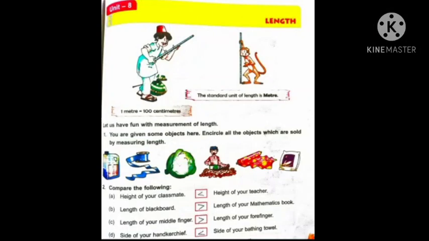Good morning, children. Today I am going to start the new chapter, that is length, chapter 8 from class 3. What is our chapter name, children?